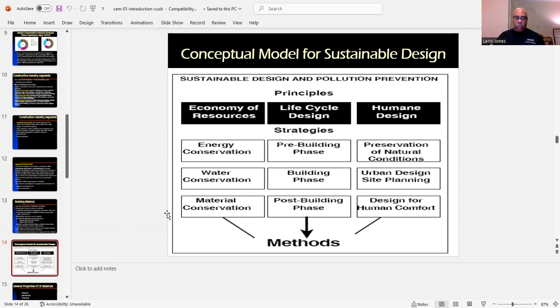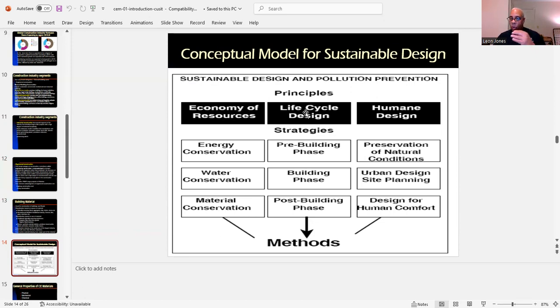So here with this chart, sustainable design and pollution prevention. Here are your principles. So you have your economy of resources. Remember I told you about EWM? Well, you see it again. Energy conservation, water conservation, material conservation.